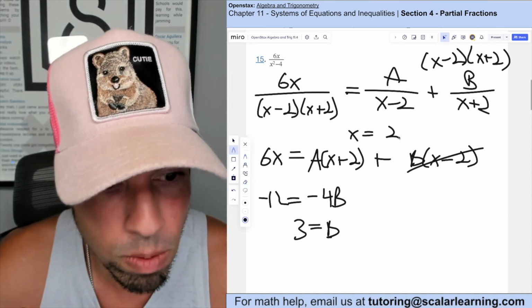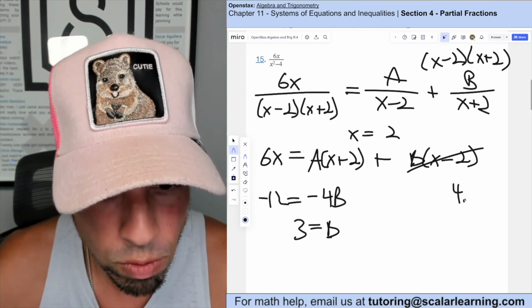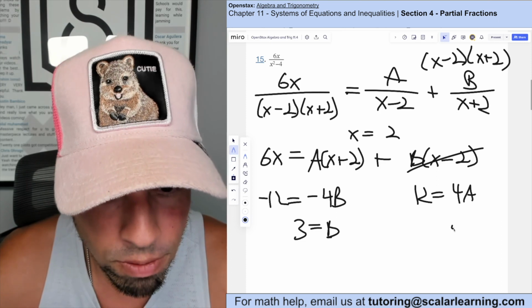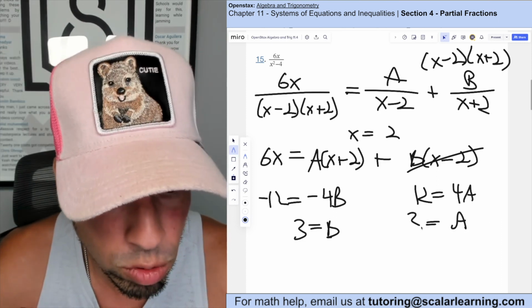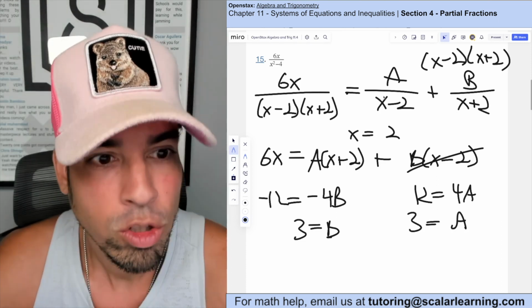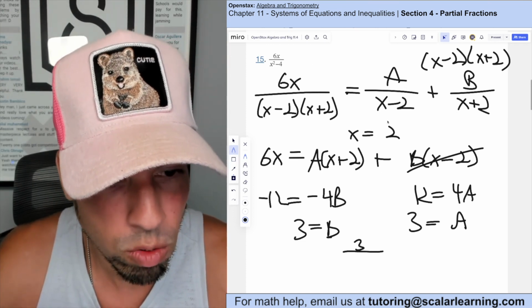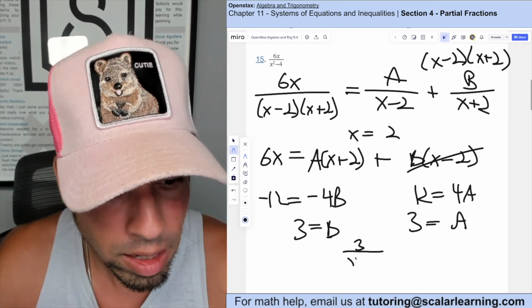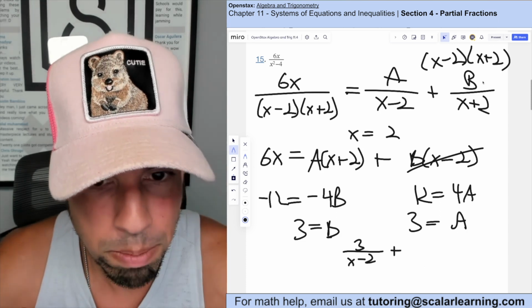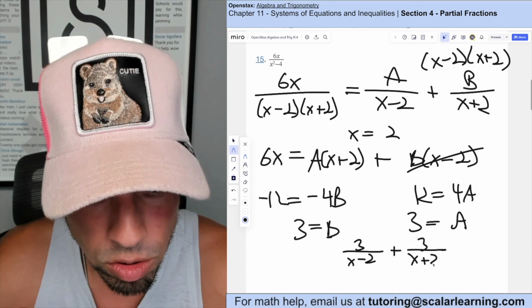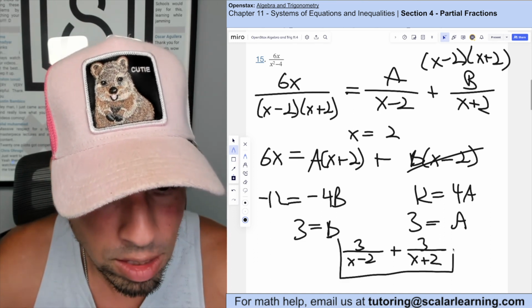2 minus 2 is 0. 2 plus 2 is 4, so 4a is equal to 2 times 6, which is 12. Divided by 4, and a is equal to 3 as well. So we have the same value for a and b. Our final answer is now going to be 3 over x minus 2 plus b, which is again 3 over x plus 2. And that is how you do it.